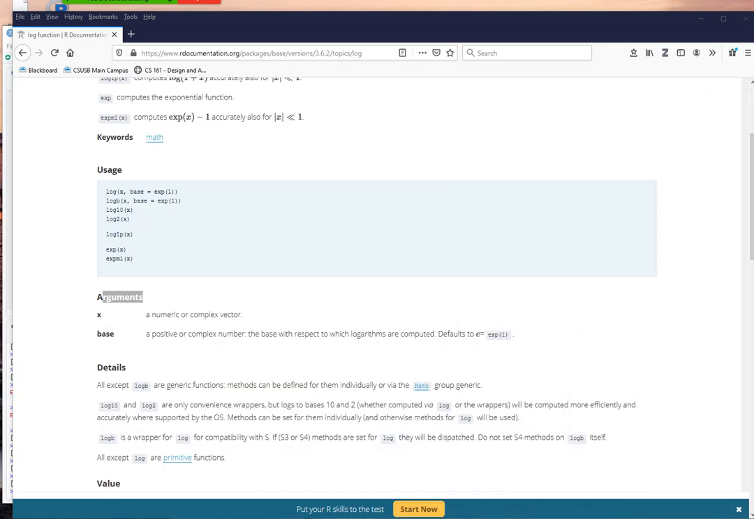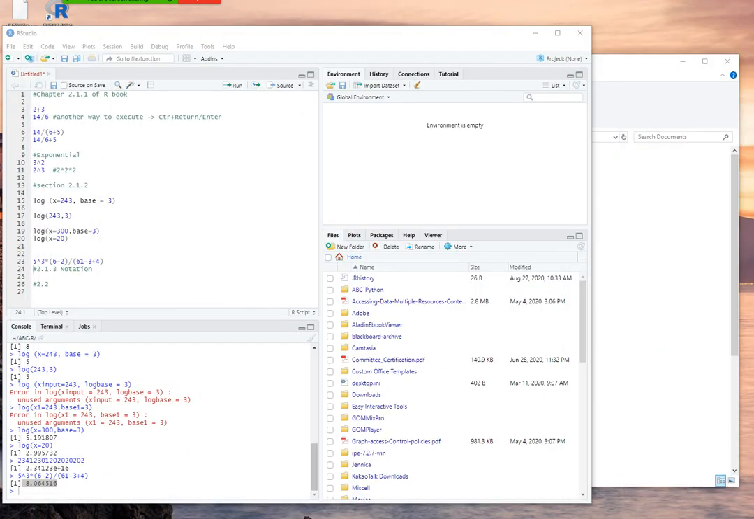The argument is x. X is a numeric or complex vector. We're going to learn about vectors. You have to put the x and base. If you decide to use the argument name, then you have to provide x and base. Or you don't really have to use the argument name, just like this. So either this or this, okay?